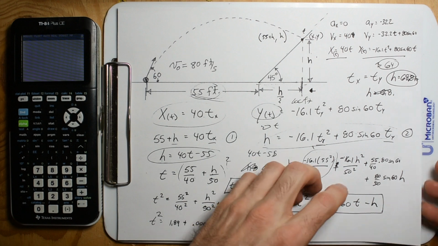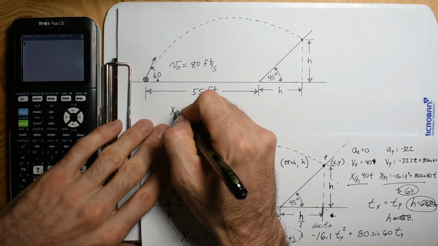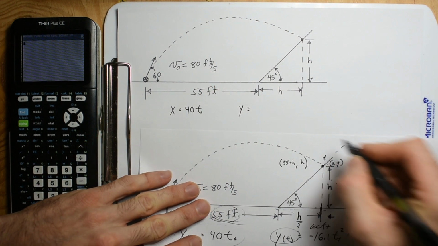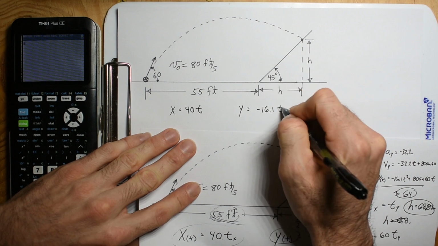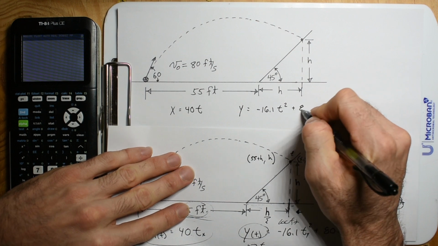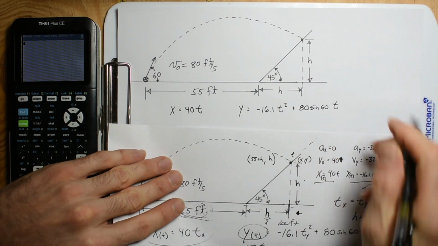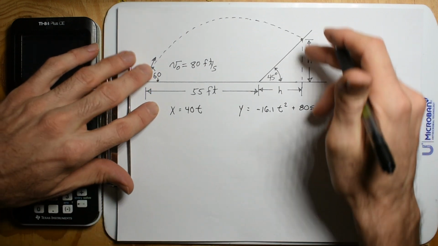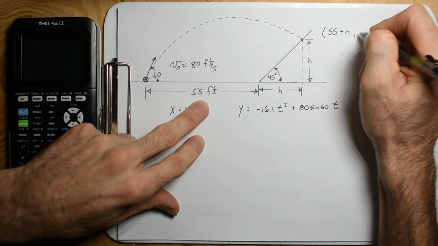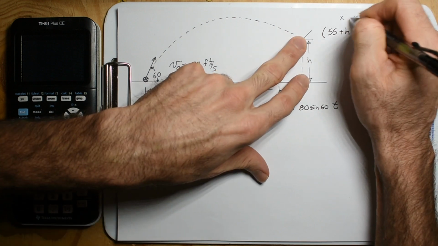Alright, so what we're going to do is slow down and get our equations again. We have x is 40t, y is negative 16.1 t squared, then positive 80 sine 60 t. And our coordinates over here are 55 plus h, and then a height of h. So this is going to be x, y.